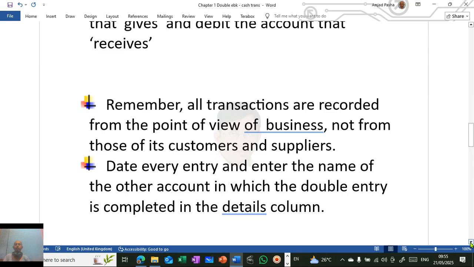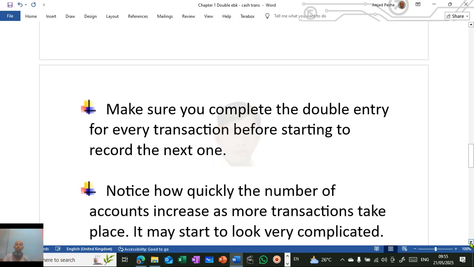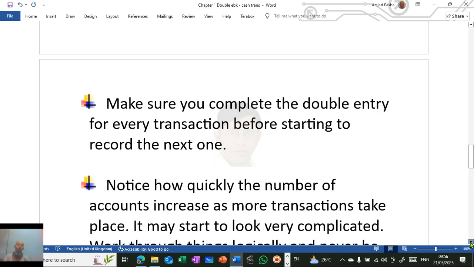Date every entry and enter the name of the account in which the double entry is completed in the details column. So wherever the dates are given, you have to write the dates, and enter the name of the other account in which the double entry is completed in the details column. Make sure to complete the double entry of every transaction before starting to record the next one. What do you mean by completing the double entry? This also we are going to learn. We will do some problems based on this, so that everything will be clear to you.